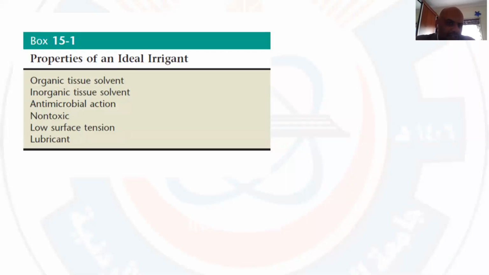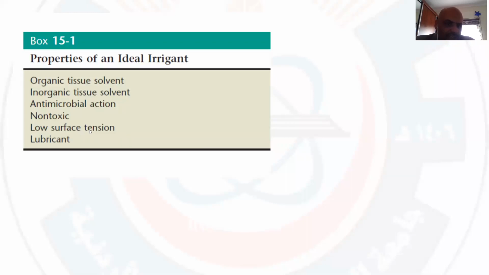The properties of an ideal irrigant: to be an organic tissue solvent, to be an inorganic tissue solvent, to have an antibacterial action, to be non-toxic, to have a low surface tension, and to lubricate the canals. Now, if you notice, to have organic and inorganic tissue solvent together is quite difficult. It's either a very strong material or it could work selectively on one of the tissues. Also, to have an antibacterial action without being toxic to the normal tissue is quite difficult as well.